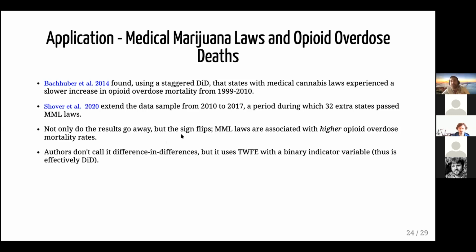And so while neither of these papers says that what they're doing is a difference in difference, they're using a two-way fixed effects regression with a binary indicator variable. So it's effectively a difference in difference. And the question is, to what extent is there really a relationship here? And could it be the case that in this latter period, where so many states have adopted it, maybe there's not actually higher opioid overdose deaths, but it's just that you're comparing to states that previously passed, and those states had a difference in trends.